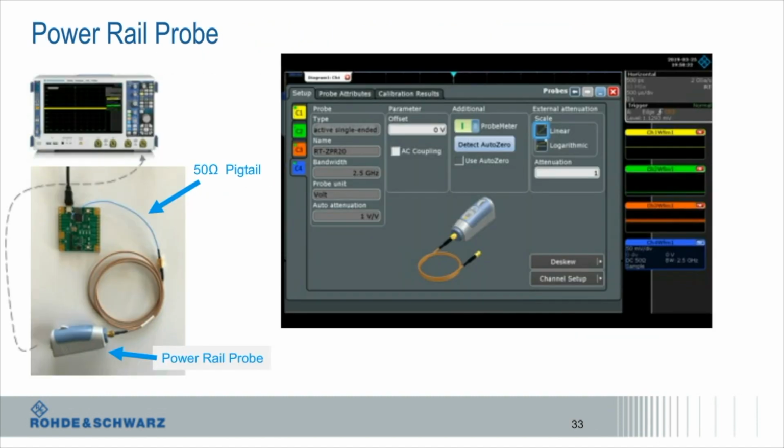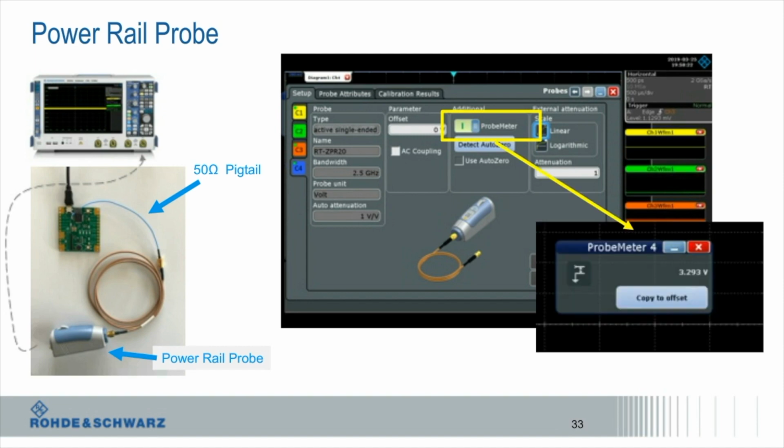Let's connect the power rail probe to the scope and a test board. The probe meter shows a highly accurate DC rail value of 3.29 volts. This is really close to the 3.3 volt value we anticipated. The scope software has a very handy feature to copy the probe meter DC value to the scope's offset, instantly bringing the waveform near the center of the screen. This is unique in the industry and something that can be really, really helpful when looking at power rails.